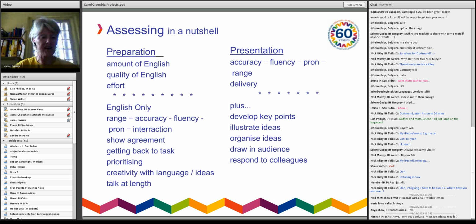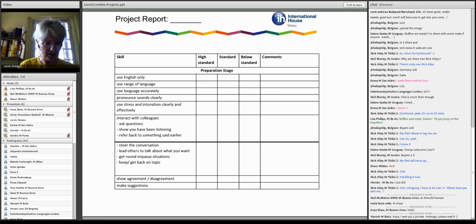But we then add more sub-skills for both the preparation and the presentation, slightly different sub-skills for each of them, such as showing agreement or getting a group back onto task, being able to prioritize. Similarly with the presentation, we're looking at: can students develop key points? Can they illustrate their ideas? Can they use the language to draw in the audience? And this all now looks something like this. And we now have a nice rainbow to add into it as well.